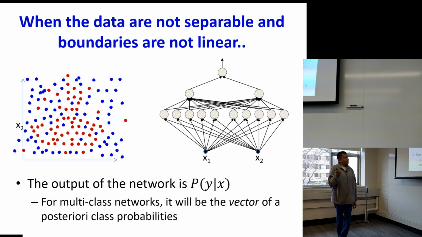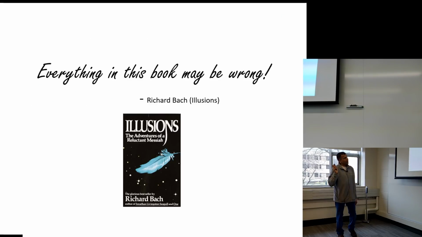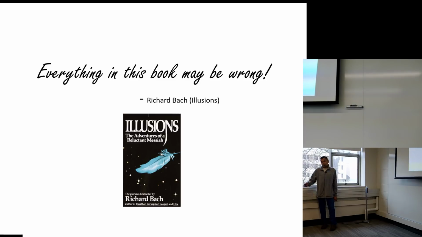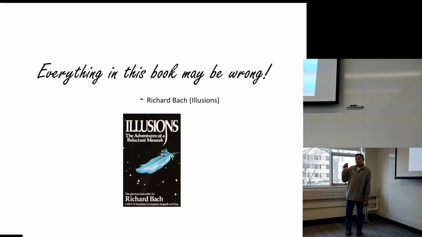Right. Questions? No? Okay. Have any of you read this book? It's an old one. It's called Illusions. And it has this beautiful final line. It's lots of philosophy. And the last statement of the book is, everything in this book may be wrong. It's from the 80s. I highly recommend it. It's a good book. Anyway, everything I say may be BS, right?